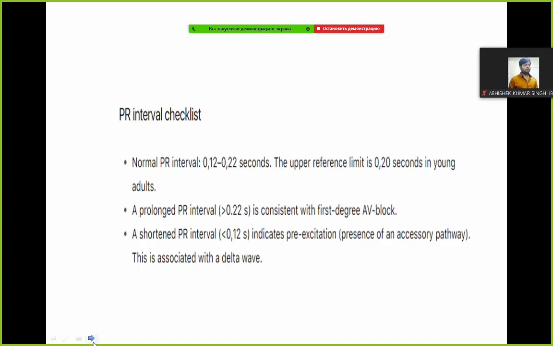PR interval checklist. Once again, the normal PR interval is from 0.12 to 0.22 seconds. A prolonged PR interval is considered to reflect AV block, the first degree of AV block. If the PR interval is less than 0.12, it indicates pre-excitation, so the presence of accessory pathways.